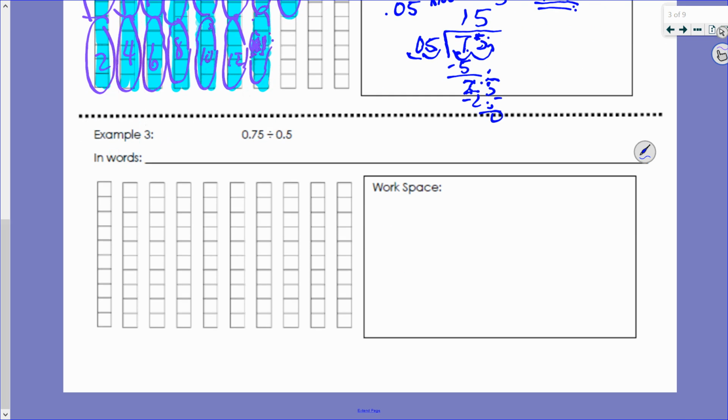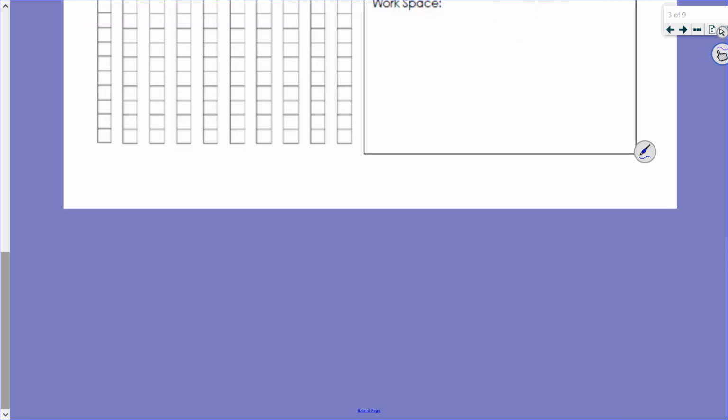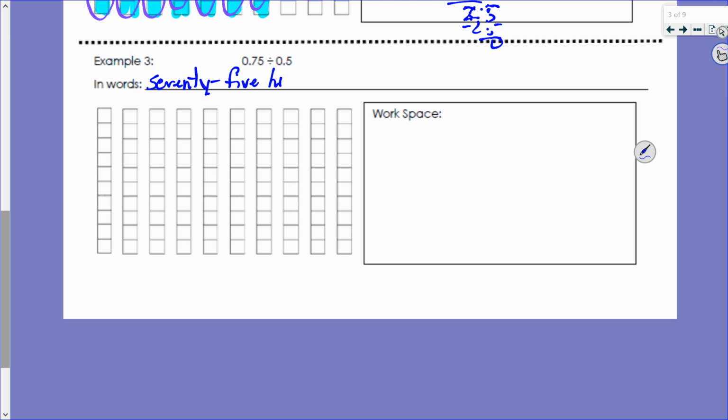So again, in words, this first one, now I'm saying what? 75. 75 what? Hundredths. 75 hundredths divided into groups of what? 5 what? Tenths. 5 tenths. Notice a big difference there?